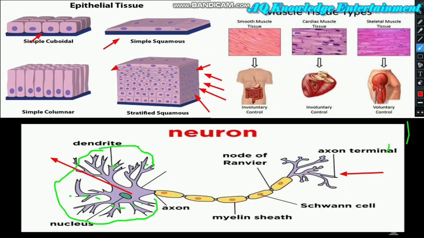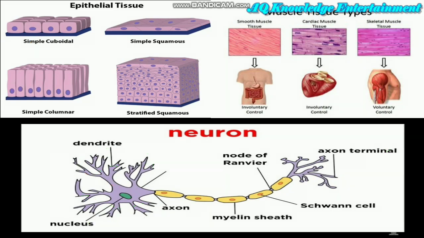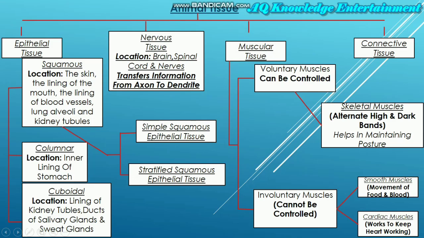The last one but not the least, the simple columnar. As I said earlier, they are long structures. Okay, they are long, and you can see that the nucleus is located at the bottom, not at the center but at the bottom. So you can see they are long in structure. Okay, so now let's go back to this one.